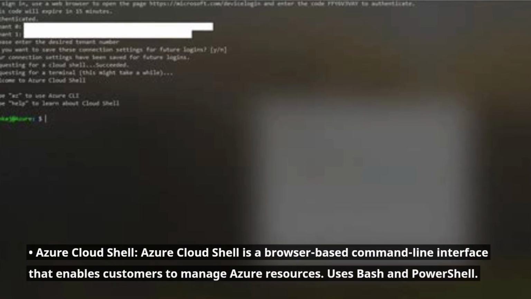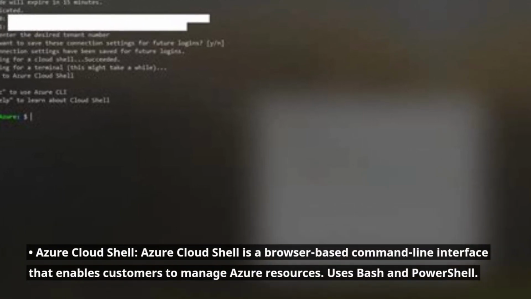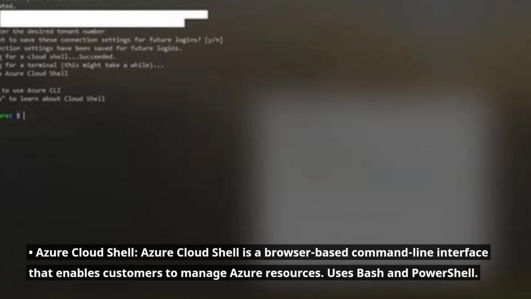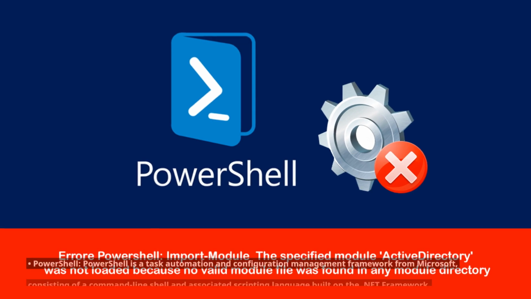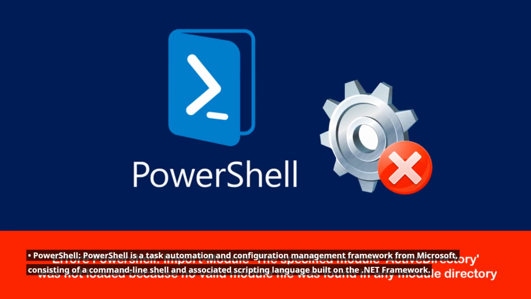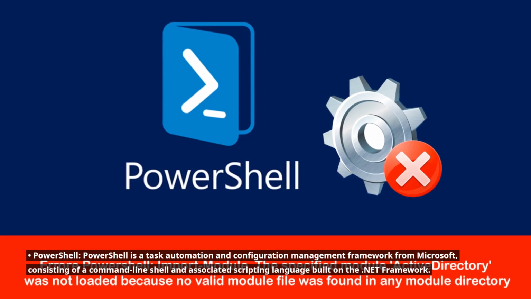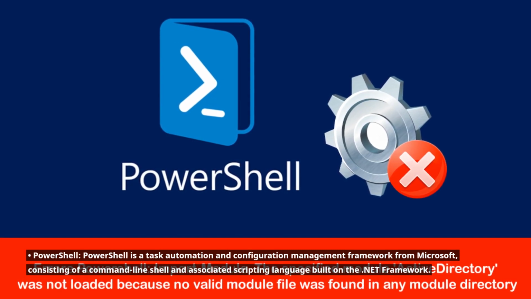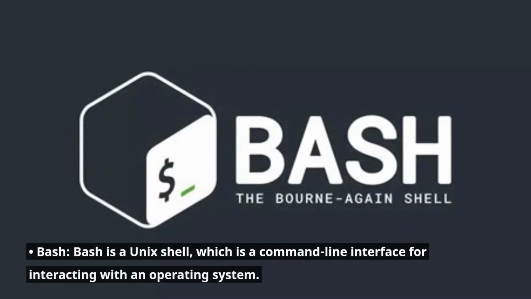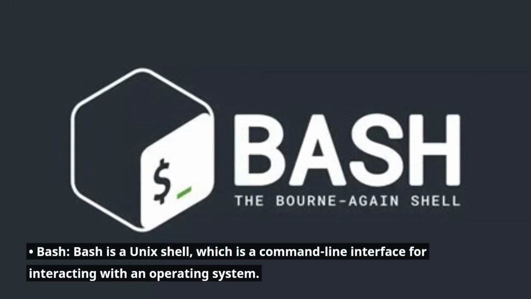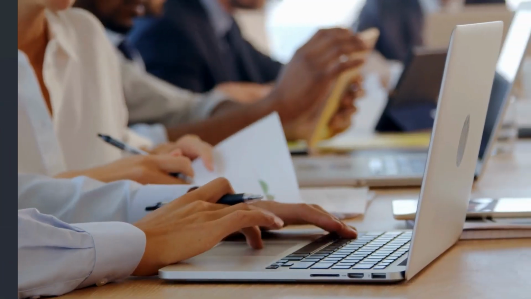Azure Cloud Shell. Azure Cloud Shell is a browser-based command line interface that enables customers to manage Azure resources. Uses Bash and PowerShell. PowerShell. PowerShell is a task automation and configuration management framework from Microsoft, consisting of a command line shell and associated scripting language built on the .NET framework. Bash. Bash is a Unix shell, which is a command line interface for interacting with an operating system.